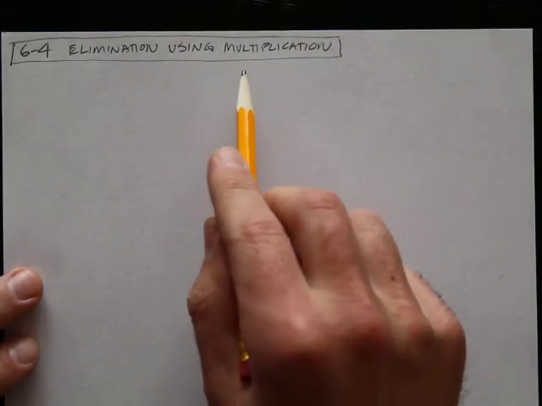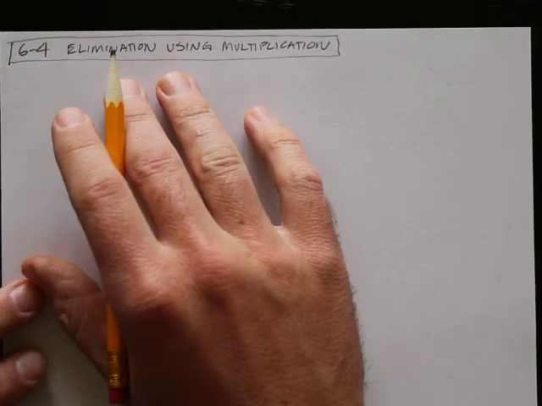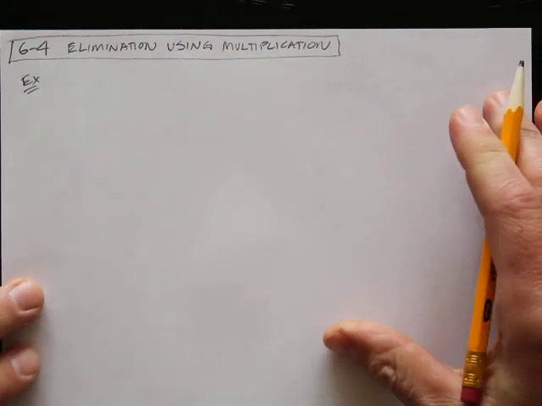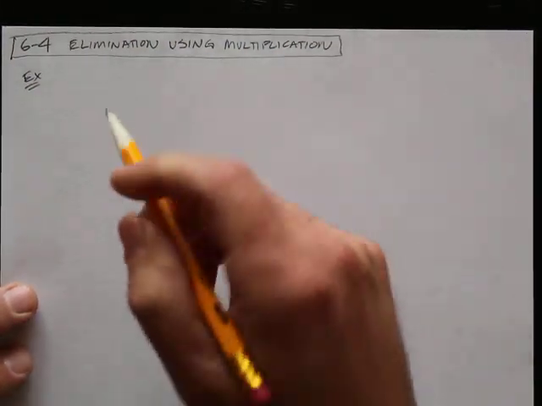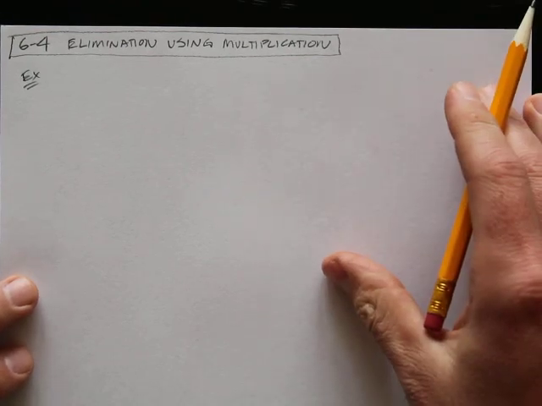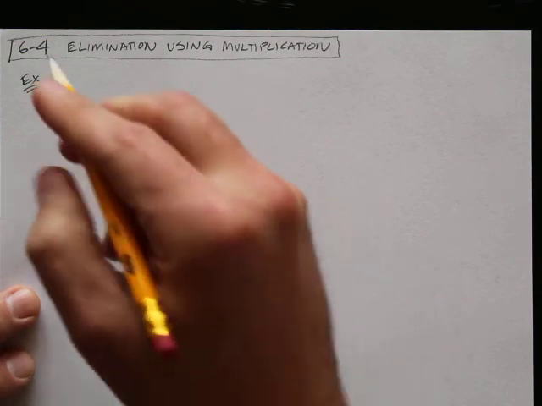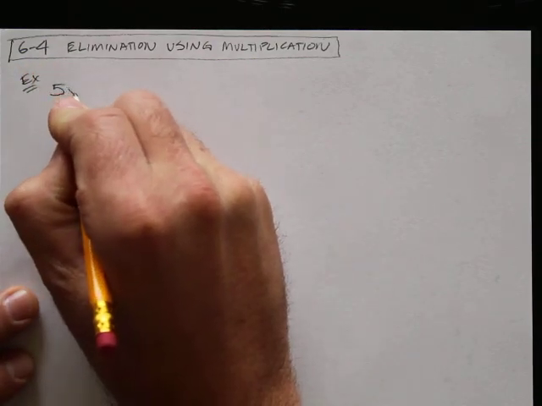Algebra 1, section 6-4, elimination using multiplication. So 6-3 was elimination, and it was kind of elimination light, where everything was set up pretty easily for us to do elimination. These ones are going to take a little bit more work. So let's start with an example here.